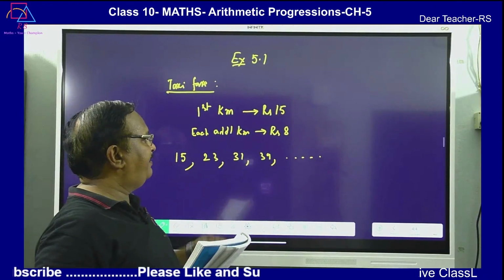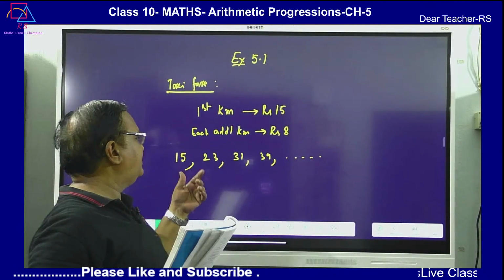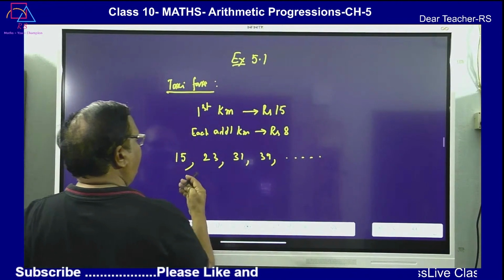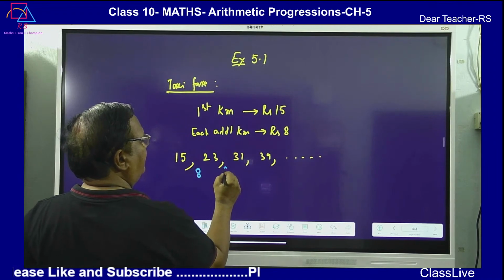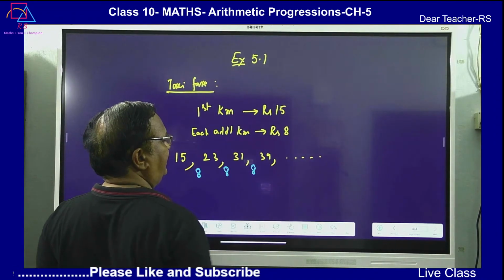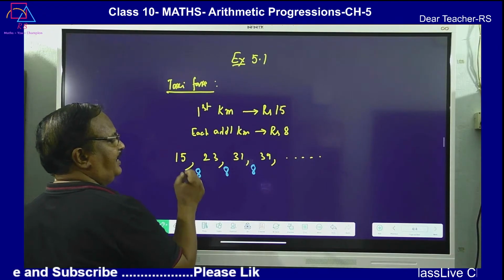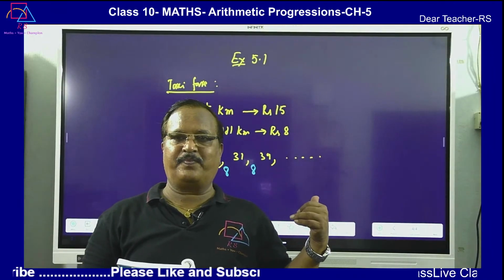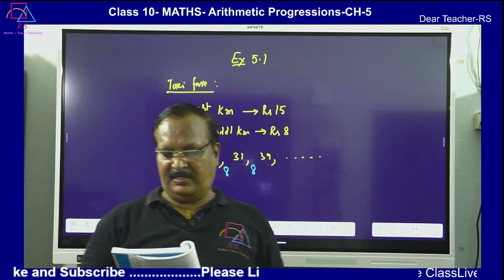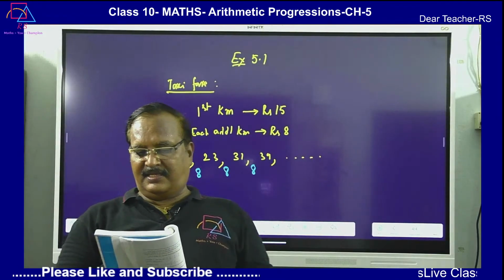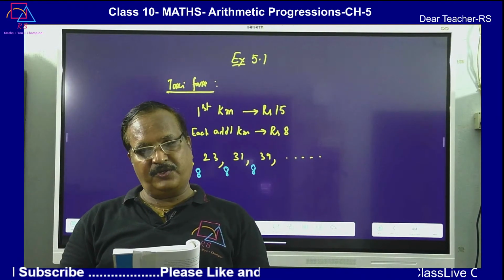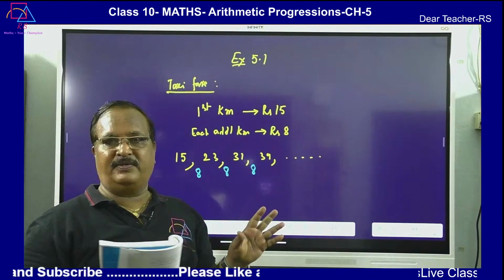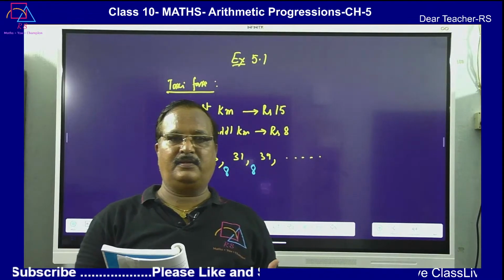Yes, it is an AP because we are getting every successive term by adding a fixed number. Here the fixed number is 8, so we are adding 8 and getting the next term. Because we are adding a fixed number, this is an AP, arithmetic progression. Like that there are 3 more problems, so try to do them by yourself like how I have done. Read it nicely and do the questions.